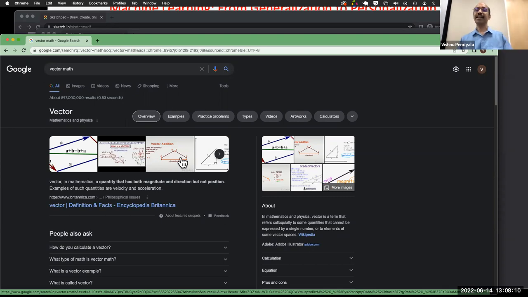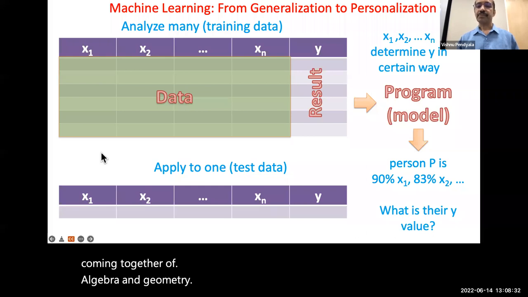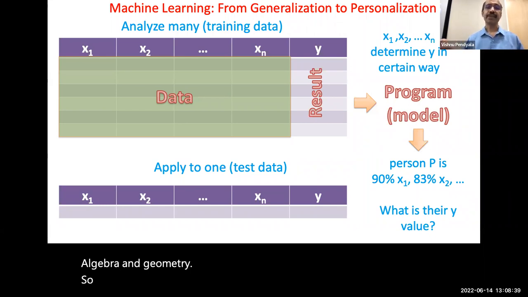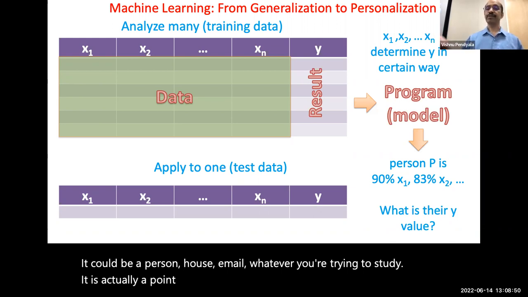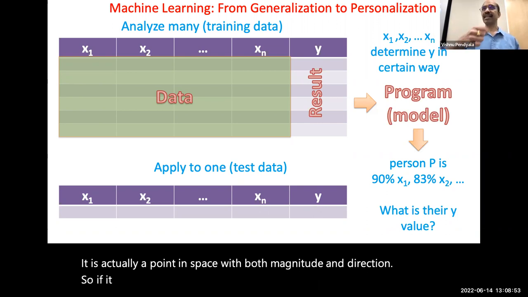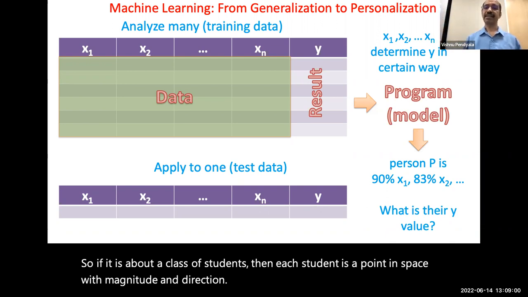In fact, machine learning relies heavily on this happy marriage of algebra with geometry. Most of the machine learning algorithms are based on that concept of the coming together of algebra and geometry. So each instance, it could be a person, house, email, whatever you're trying to study, is actually a point in space with both magnitude and direction. So if it is about a class of students, then each student is a point in space with magnitude and direction, right? That is an important thing in machine learning.